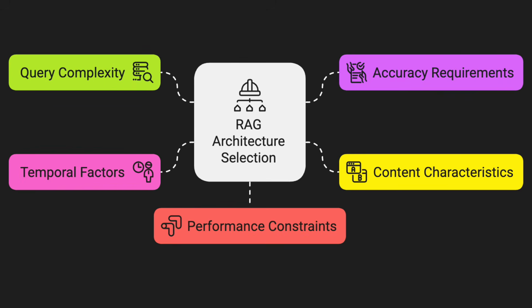Selecting the right RAG architecture depends on your specific requirements. For simple, factual queries, basic RAG may be sufficient. For complex, multi-step reasoning, consider Agentic RAG or Plan RAG. If factual accuracy is critical, consider Corrective RAG, FLARE, or Self-reflective RAG.